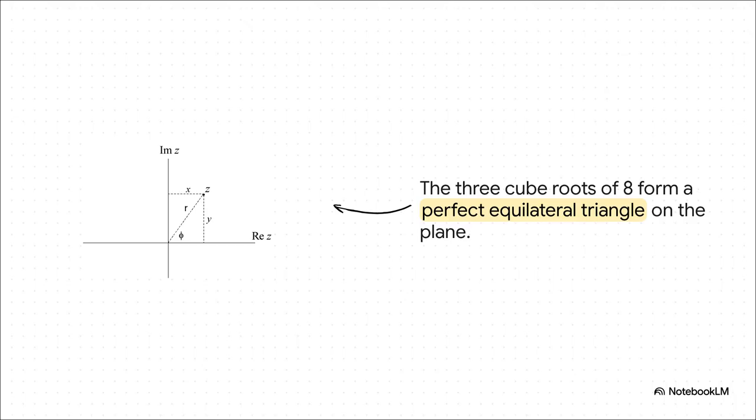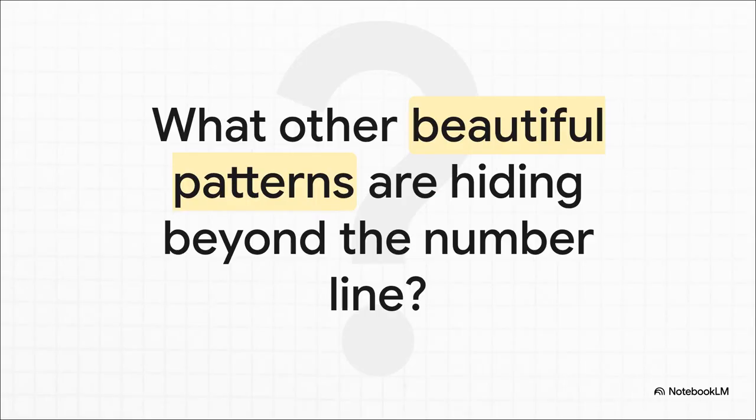And this isn't just for 8, it happens for the roots of all numbers. So we started with a simple, almost impossible question about the square root of -1. And we ended up discovering this entire 2-dimensional universe where numbers have shape, direction, and stunning geometry. It really makes you wonder, doesn't it? What other beautiful patterns are still out there, just waiting to be found, hiding right beyond the edge of the number line?